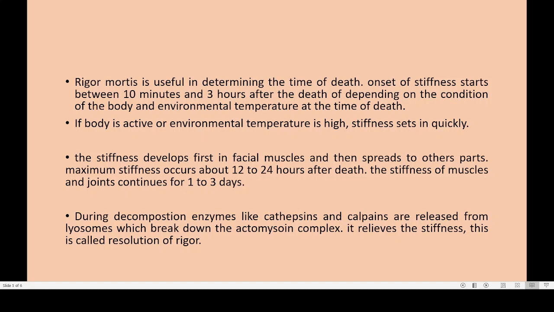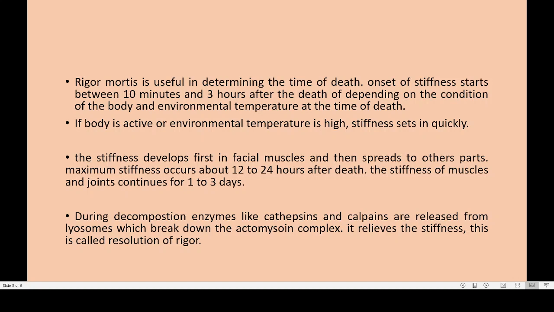And during decomposition, some enzymes are involved. These enzymes are known by the names cathepsin and calpains, and they are released from the lysosomes of your cell. Lysosomes, you might have heard. Lysosome is a cellular organelle. I will show you. Inside your cell, lysosomes, you have studied about that.